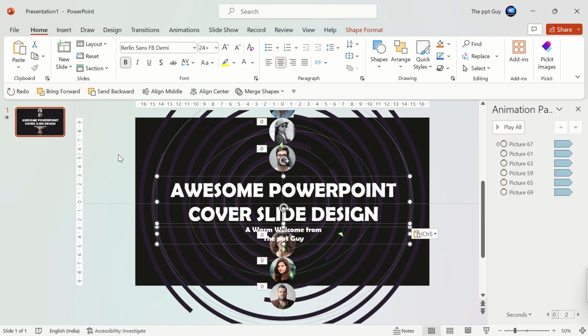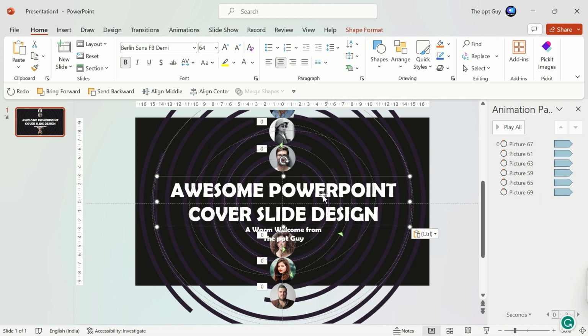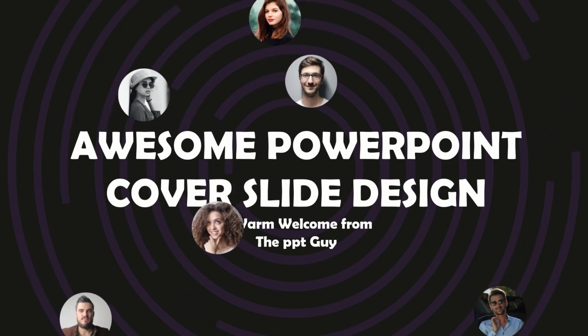Let us add some text at the center, send it backwards before the images. Make sure you don't go behind circles. The animated slide is ready, and here's how it looks.